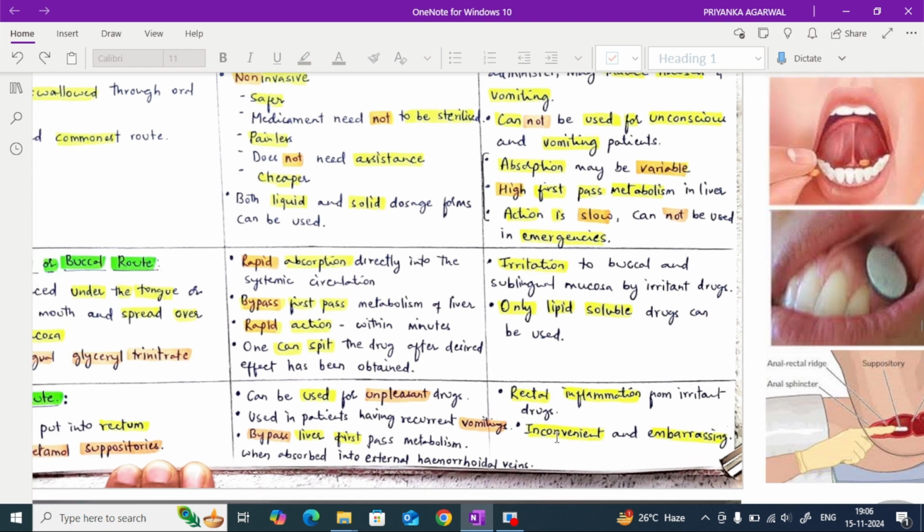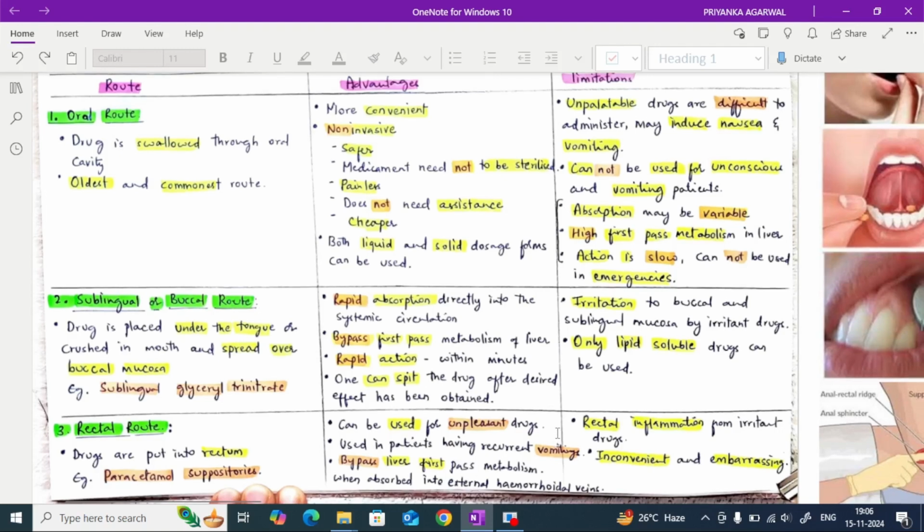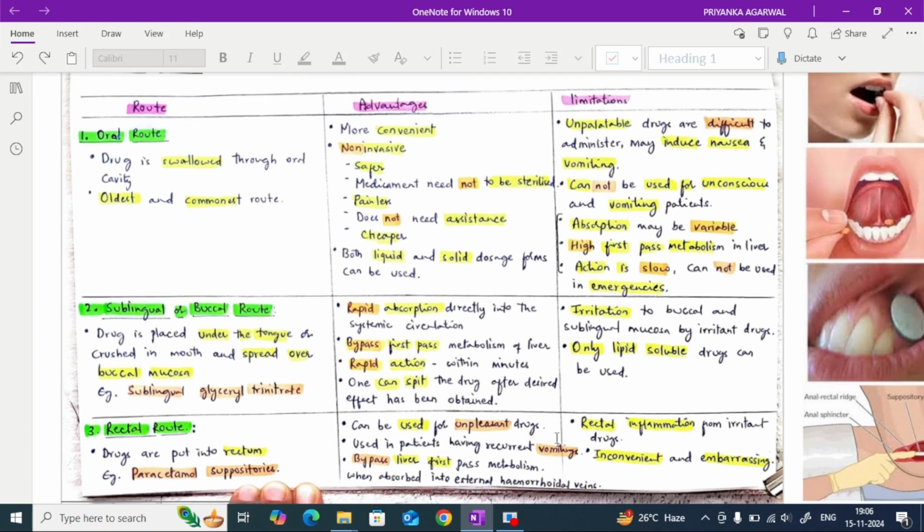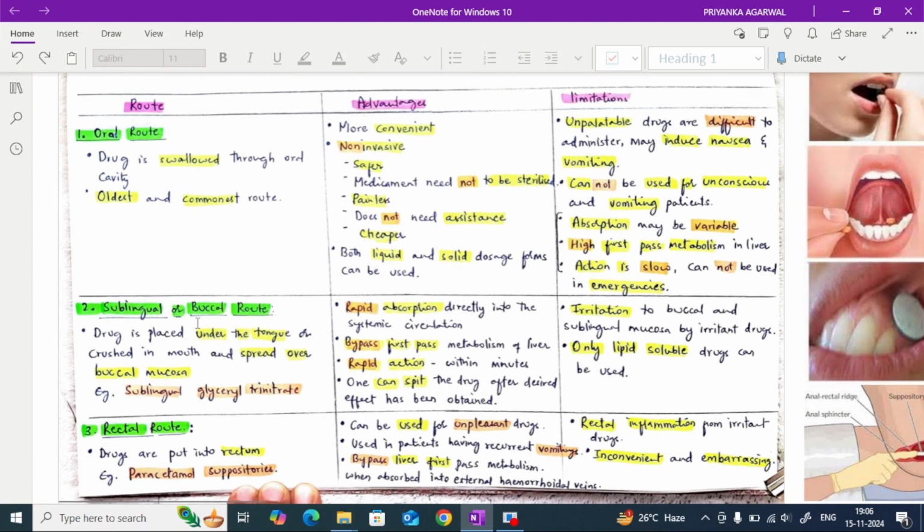Okay, so this is about the routes related to GIT. So we have oral route, sublingual route, rectal route. So it's easy, right? For advantages, remember convenient, non-invasive. So when we remember non-invasive, we will automatically remember these. Okay, and for limitations, think about drug, think about patient, and think about this process.